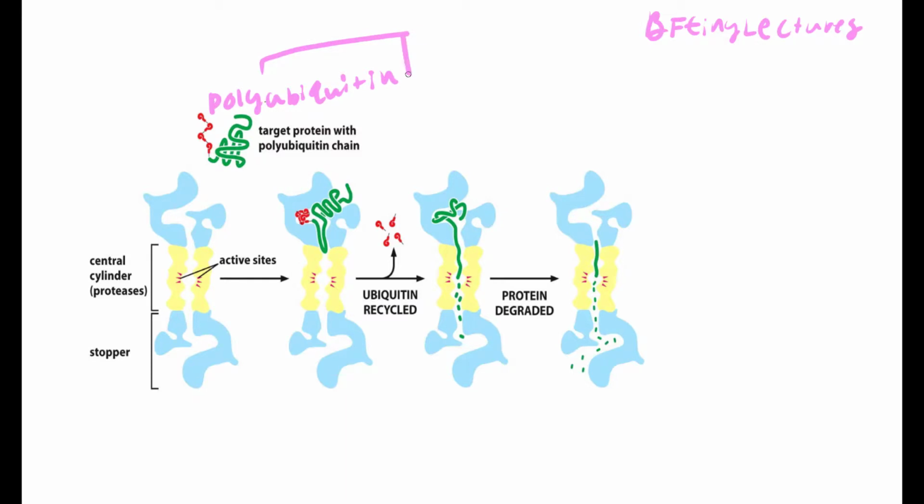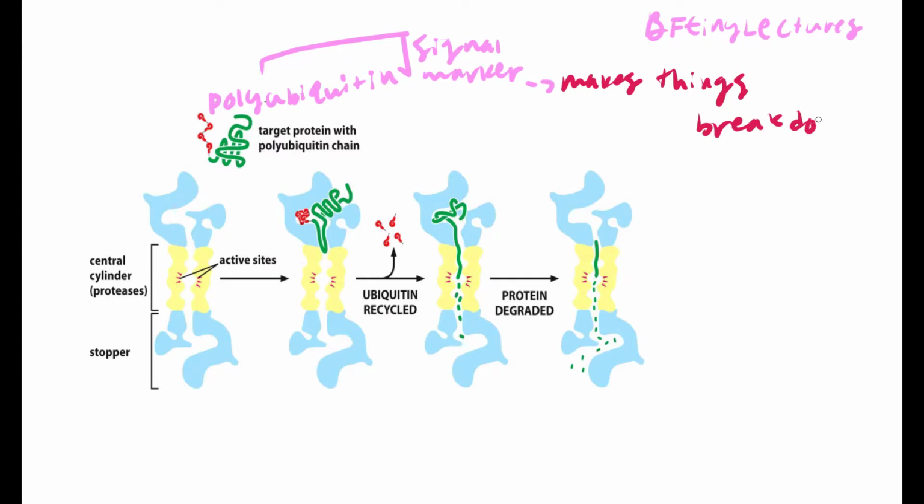And ubiquitin in general is kind of like a signal marker. It marks things that need to be degraded. So, we can write this. It says signal marker, and we can say makes things break down. So, for instance, it's kind of like a message.